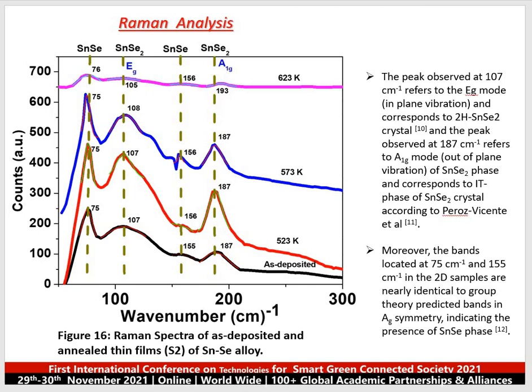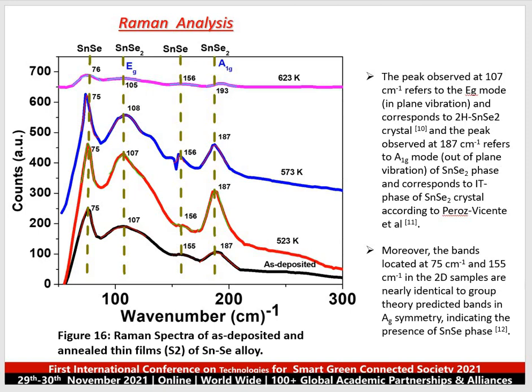Moreover, the bands located at 75 per centimeter and 155 per centimeter in the samples are nearly identical to group theory predicted bands in Ag symmetry, therefore indicating the presence of SnSe phase. The variations in the wave numbers of A1g mode and Eg mode of SnSe2 phase are attributed to the thermal expansion and lattice strain in the lattice. The wave number corresponding to Ag mode of SnSe phase does not show much variation with the change in the annealing temperature.